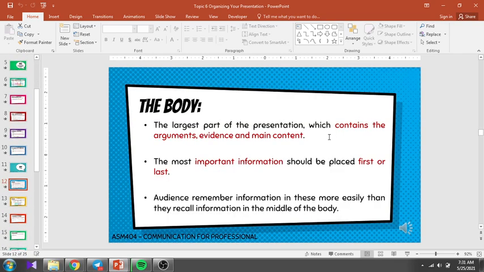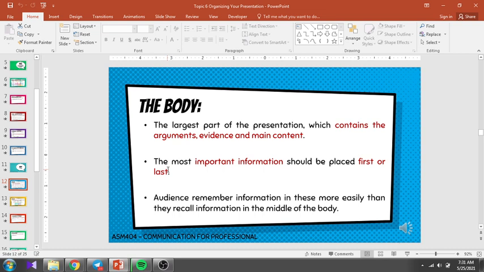Okay, that was the introduction. Now we are on the body part, the largest part of the presentation, which contains the arguments, evidence, and main content. This is the thing that you are going to explain or speak on in your presentation or your speech. The most important information should be placed first or last, depending on how you are going to tackle this presentation.